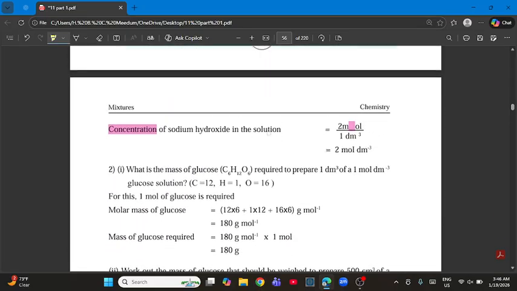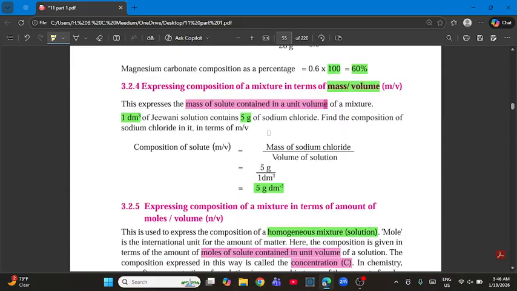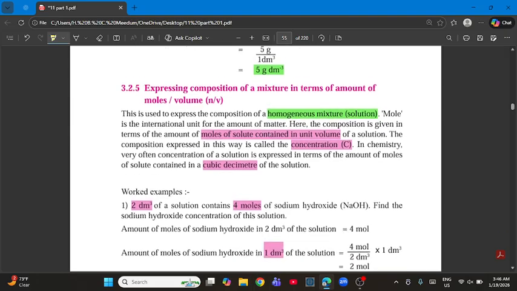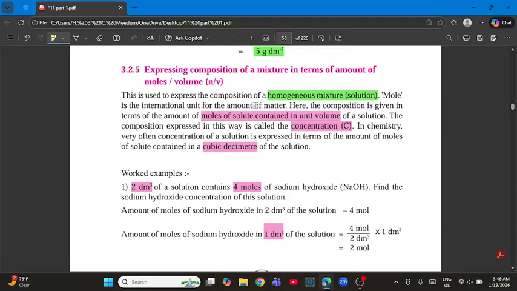Here, concentration, expressing the composition of a mixture in terms of amount of moles over volume.